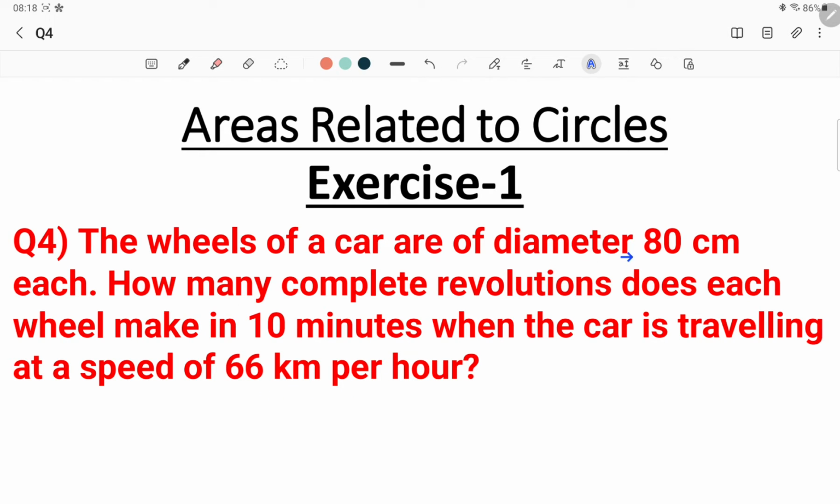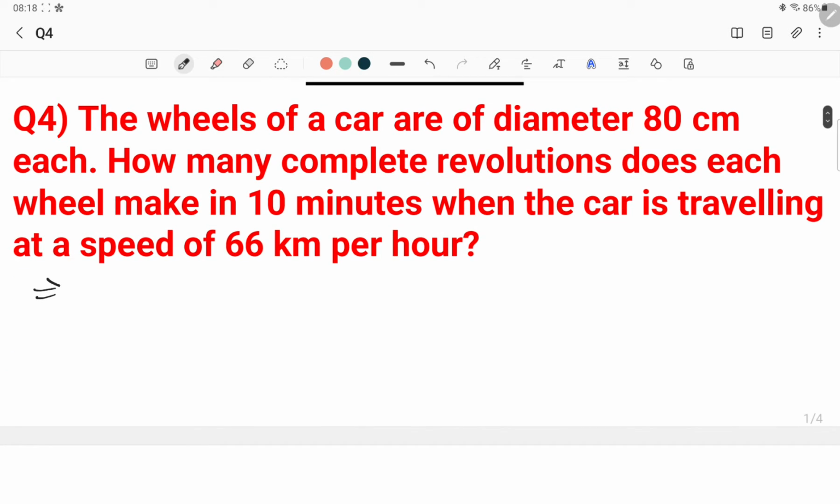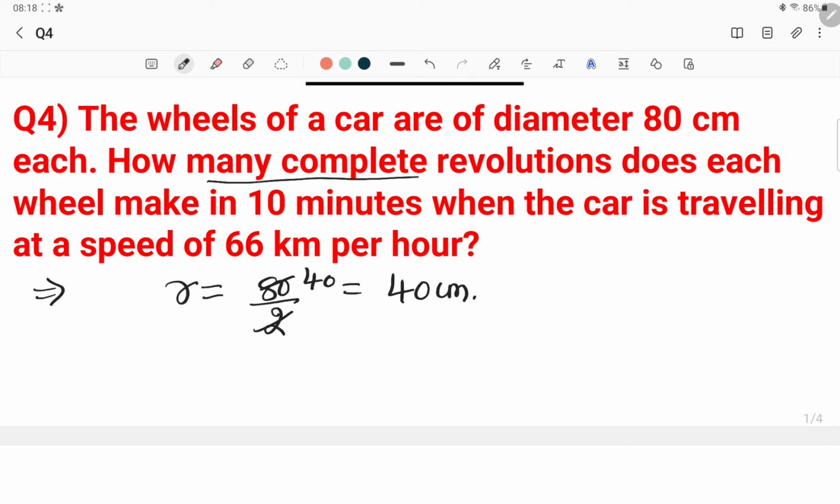All right. The radius is known. First of all, the radius of the wheel is going to be 80 divided by 2. That is, 2 ones are 2, 2 fours are 8, so the radius is going to be 40 centimeter. Now they're asking how many complete revolutions each wheel makes in 10 minutes when the car is traveling at a speed of 66 kilometer per hour.